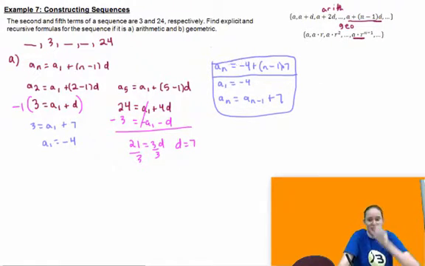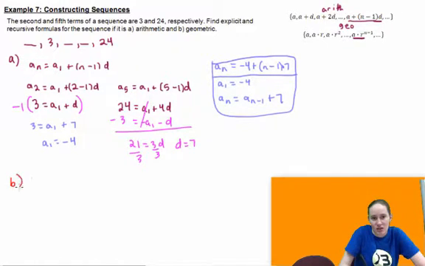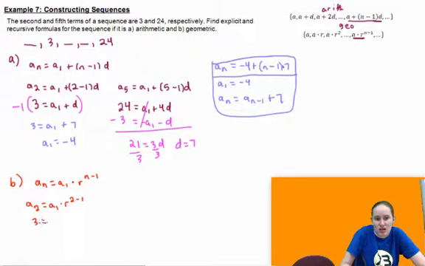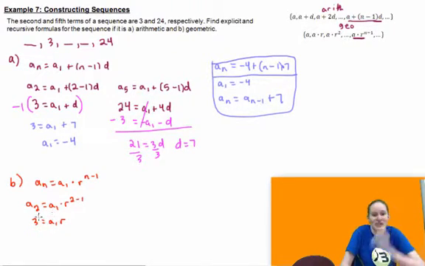So the first one is explicit, the second one is recursive. Now let's do it for a geometric sequence. So this time, I know that an equals a1 times r to the n minus 1. They told me what the second term was, so I would plug in 2 minus 1. Well, that's going to give me 1. A of 2 is 3. So r to the first means that I just have a1 times r.